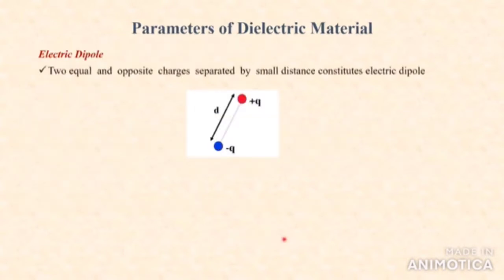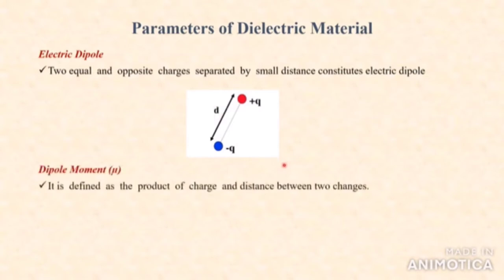So that is the electric dipole: two equal and opposite charges separated by a small distance constitute an electric dipole. The small distance is small d. One pole is called plus q, another pole is called minus q, that means plus charge and minus charge. The separation distance is small d.